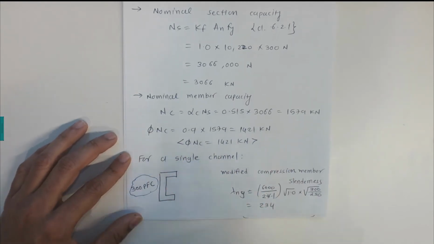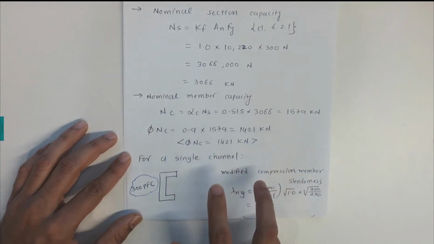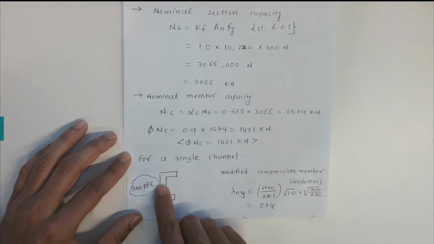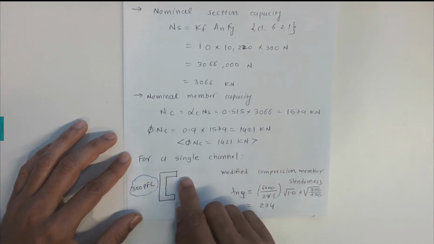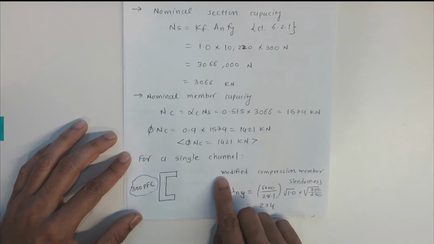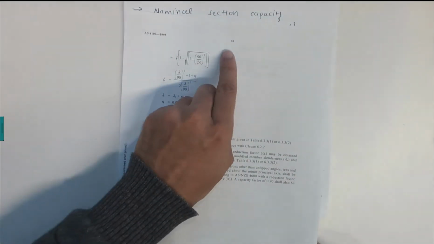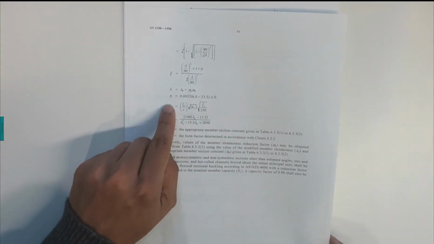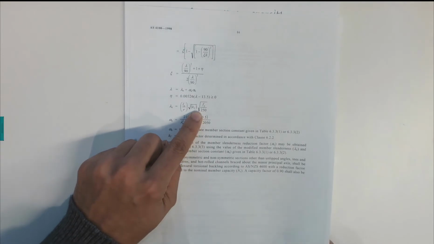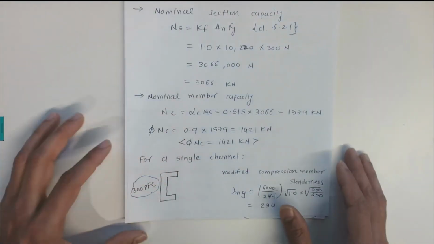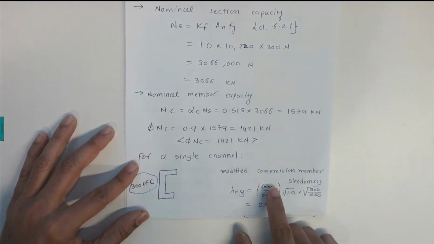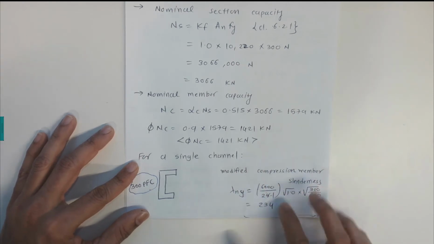Now we are also asked to compare this capacity with the single channel. So we are taking the single channel 300 PFC. In that case we need to calculate the modified compression members. That equation is coming from page number 84. Lambda n value is taken from here. Now we're going to repeat the whole procedure again for the single channel, so I'm just going to quickly run through these values.